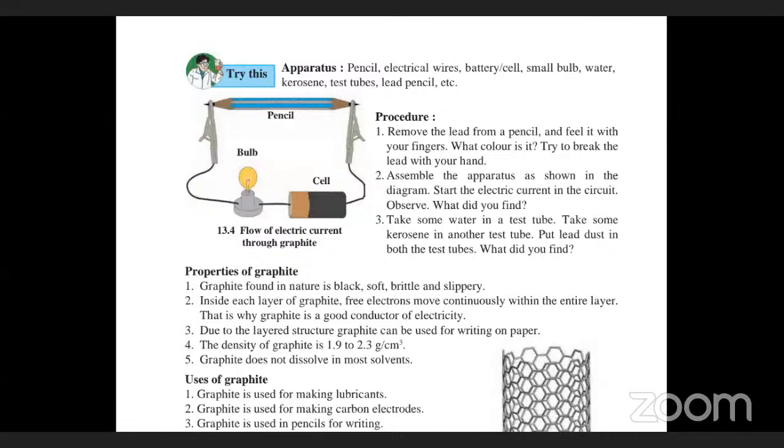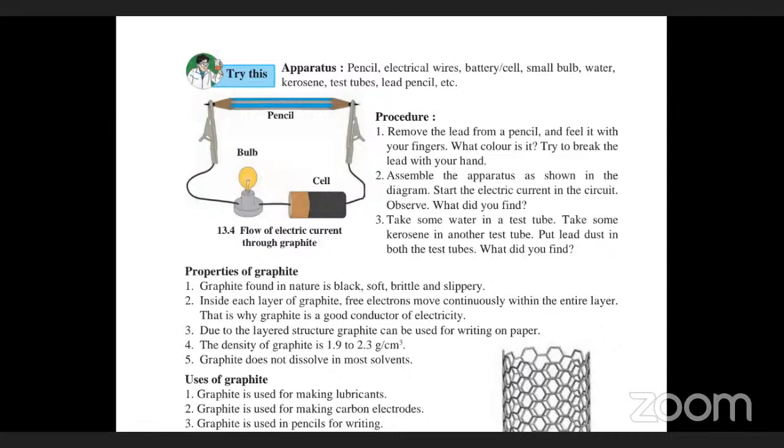So see this electrical circuit which is shown here. What you have to do? You have to take a pencil which has a tip on both sides, and then you have to connect a wire to it on both sides. Then you have a bulb, you have a cell. Okay. And you have to see what will happen.